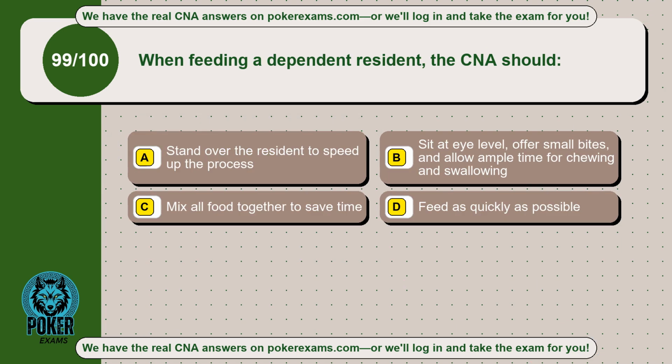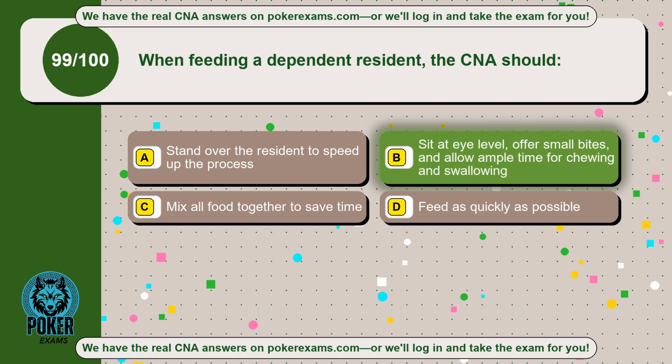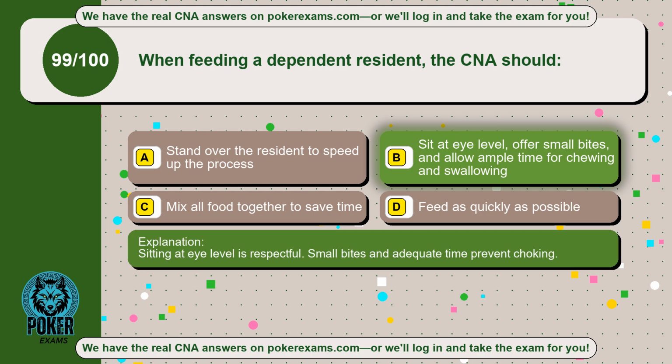Question 99. When feeding a dependent resident, the CNA should: Option A. Stand over the resident to speed up the process. Option B. Sit at eye level, offer small bites, and allow ample time for chewing and swallowing. Option C. Mix all food together to save time. Option D. Feed as quickly as possible. The correct answer is option B. Sit at eye level, offer small bites, and allow ample time for chewing and swallowing. Sitting at eye level is respectful. Small bites and adequate time prevent choking.